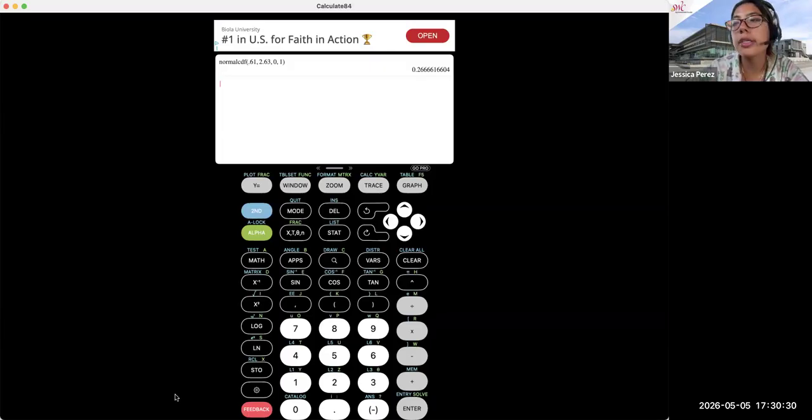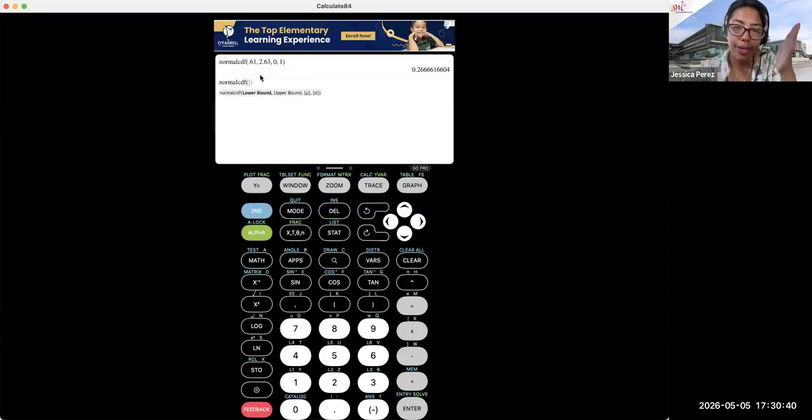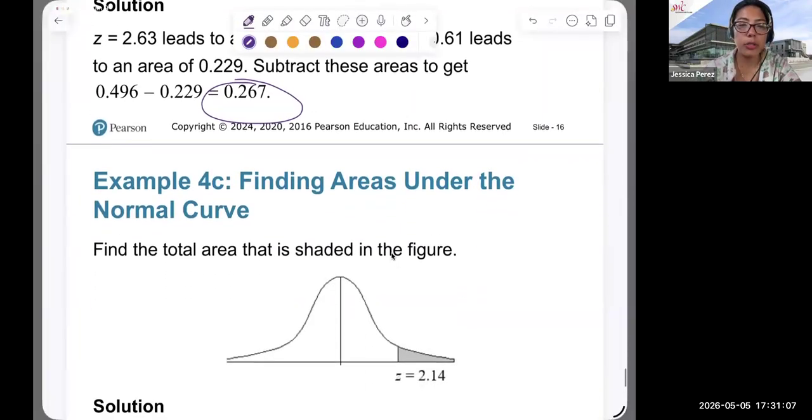So we're able to find this again with our calculator if we wish. What I did was second vars, normal CDF. We have the lower bound to be the starting point of my lower z-score, which was 0.61, comma, and then the upper, it stops at 2.63. And then because it's a standard normal, our mean is 0, standard deviation of 1, and then close it. And then you'll get your solution. So just make sure that you're looking at this very closely. Again, you may use your calculator when you're doing your homework and your test, but you also want to be able to show your work.